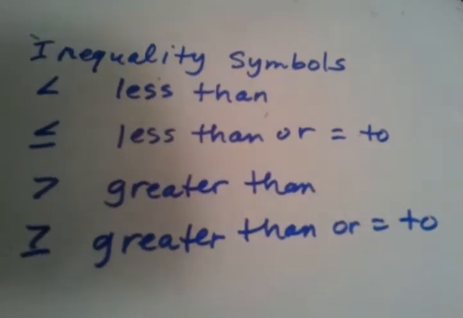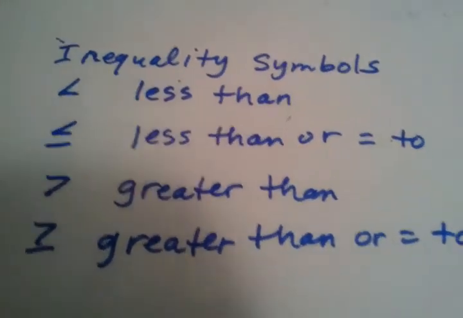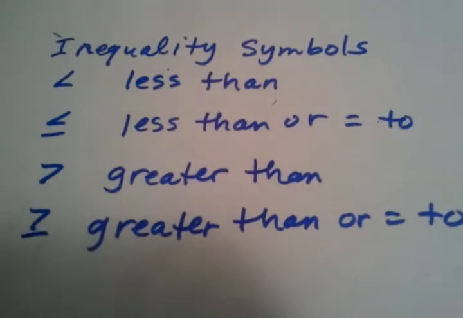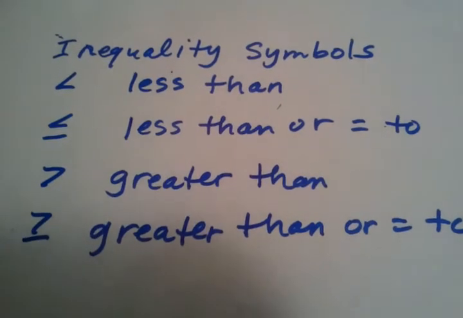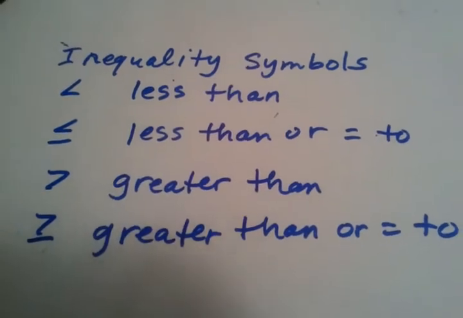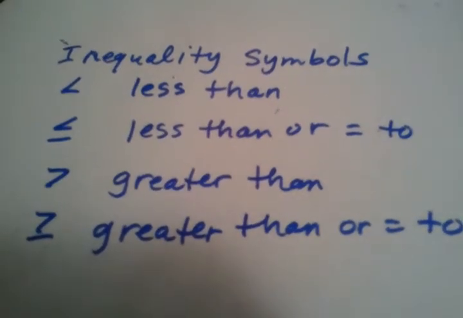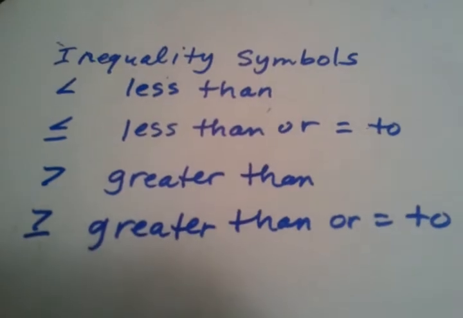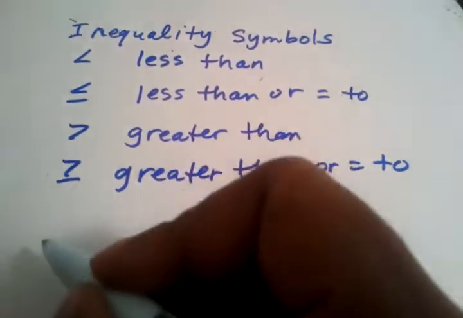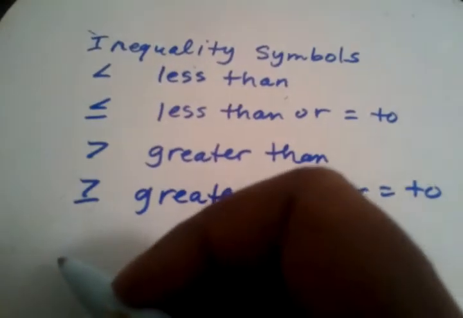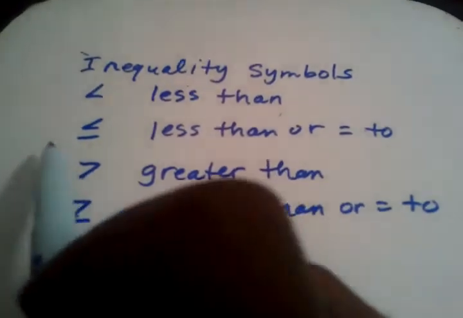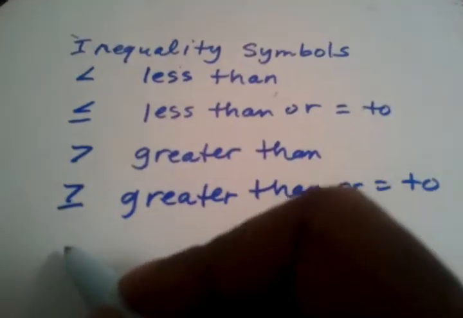All right, with inequalities, we know that we solve them just like we do regular equations. The only difference is when you have to divide or multiply by a negative in order to solve, you must switch the order of the sign. So we're going to do a couple of examples. Let's first start off with an equation. The difference between an equation and an inequality is that one has an equal sign and one has an inequality symbol.